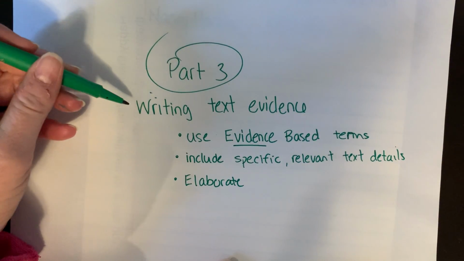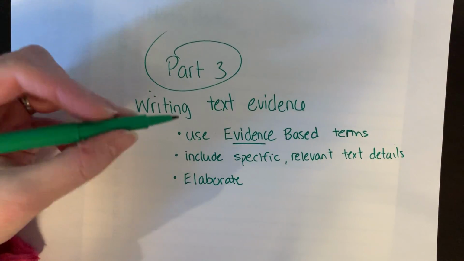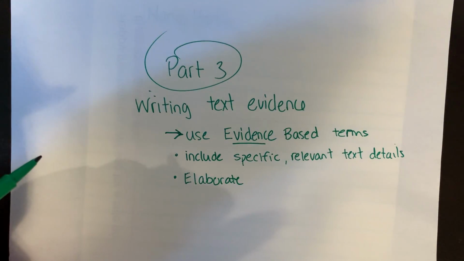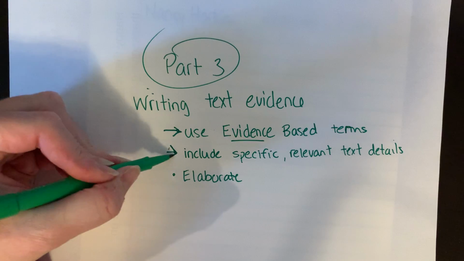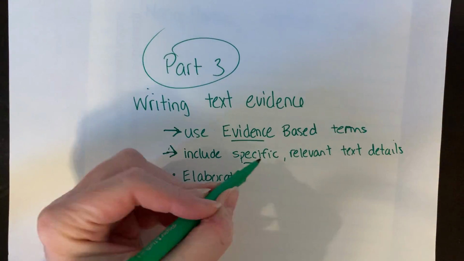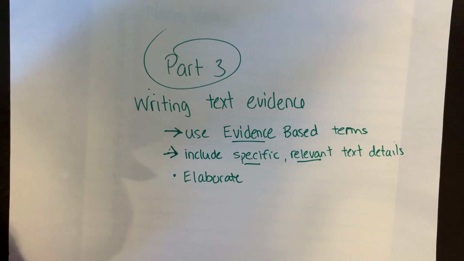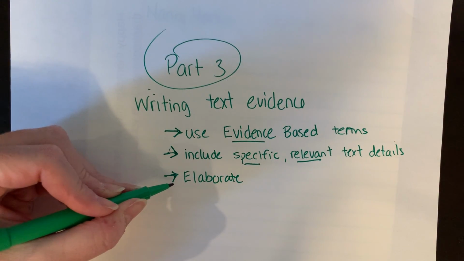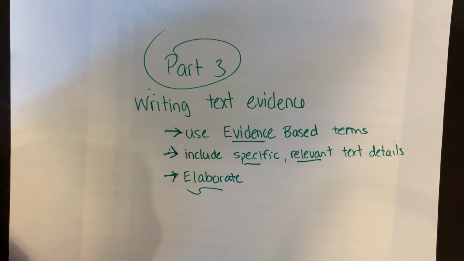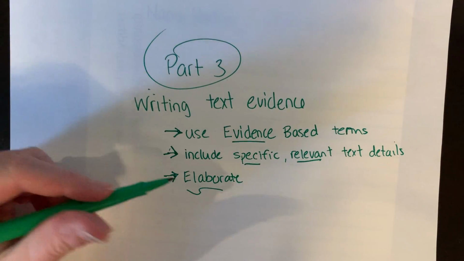So when I write text evidence, I want to remember a couple of things. One, I want to make sure that I'm using evidence-based terms. Two, I want to make sure that I'm including specific and relevant text details. And three, I need to elaborate. This is like explaining or saying, what does that mean? Like, so what? I'm going to show you how I do that.